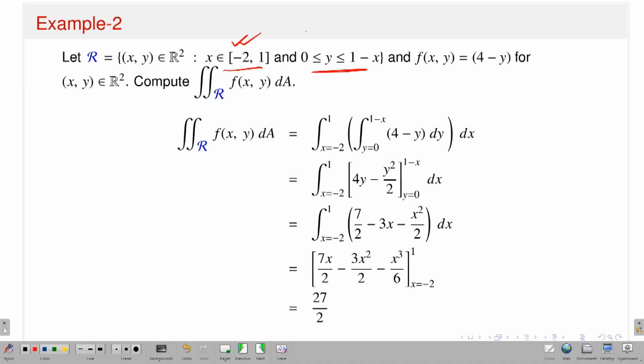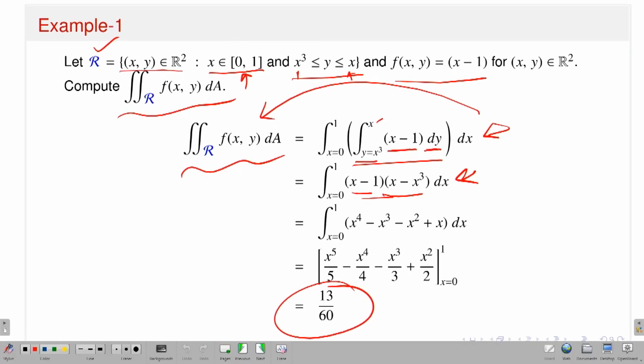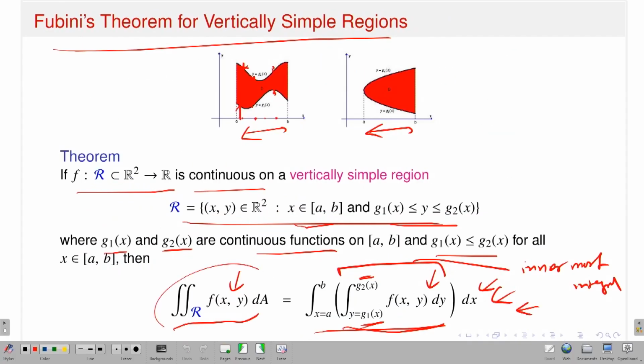Again, this is a continuous function, 0 is less than or equal to y, less than or equal to 1 minus x, in this region, that is perfectly all right. Your function f of x, y is a polynomial in y, which is a continuous function, therefore Fubini's theorem is applicable. And Fubini's theorem says that your double integral is nothing but the corresponding iterated integral.